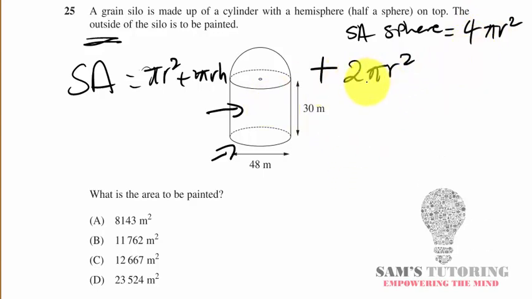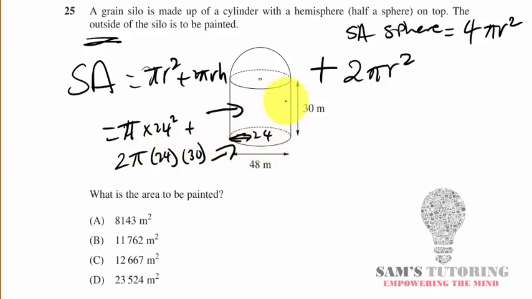So let's put everything in. Radius is only 24. So it's going to be pi times 24 squared plus 2 pi 24 times height, which is 30. That's this bit done and this bit done. Yep, we will agree with that. Plus this one, 2 times pi times my radius, which is still going to be 24 squared. That should give me the area that's required to be painted.